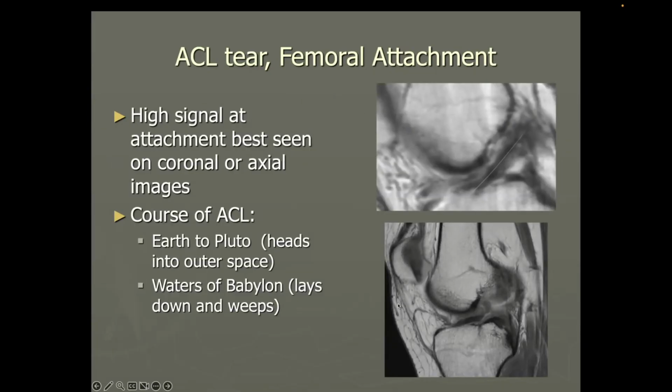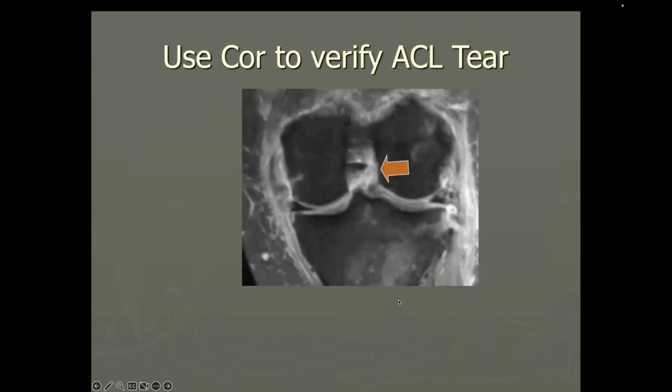Or if we see it later and it falls down, Waters of Babylon, it lays down and weeps. So it's just sitting right here laying down. It's not going to its normal attachment up here on the femur. You can always use a coronal to verify a tear. Here you see in the center, there's just no ligament left there.